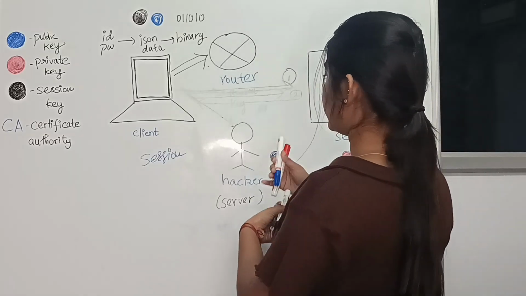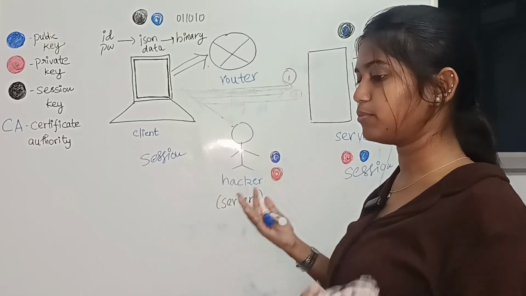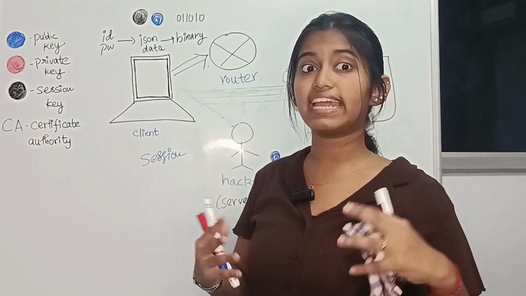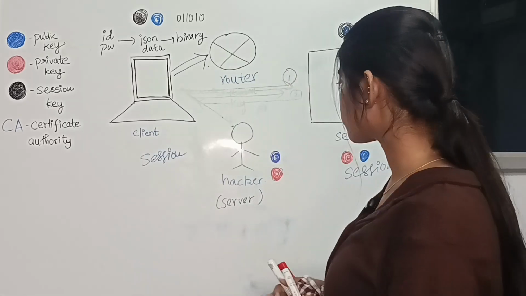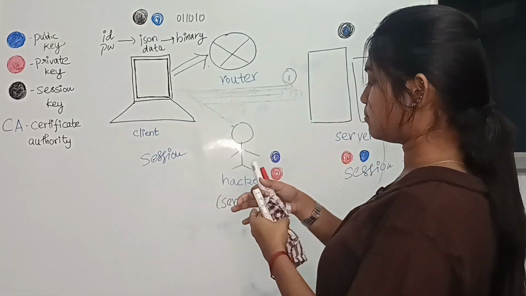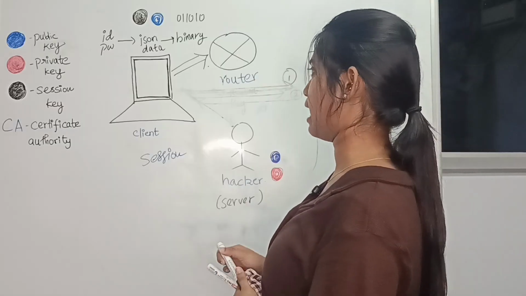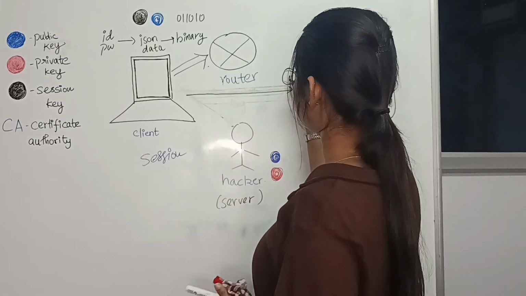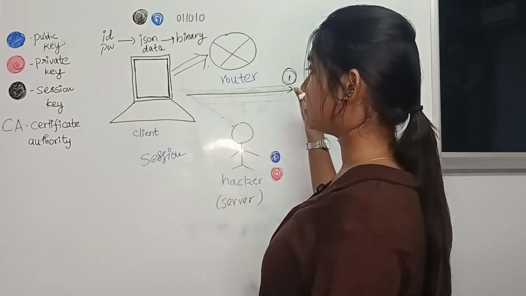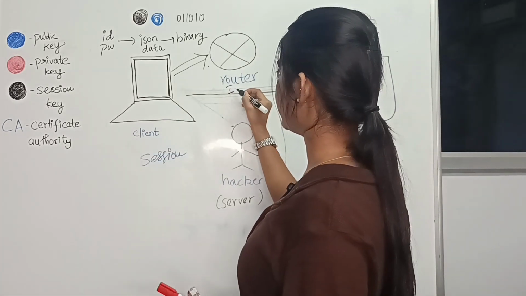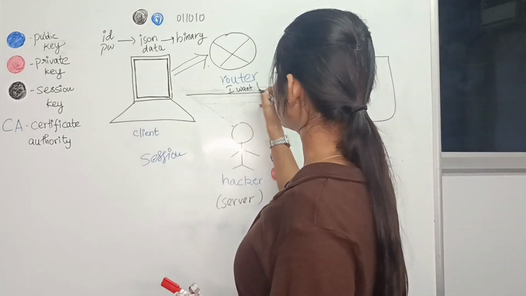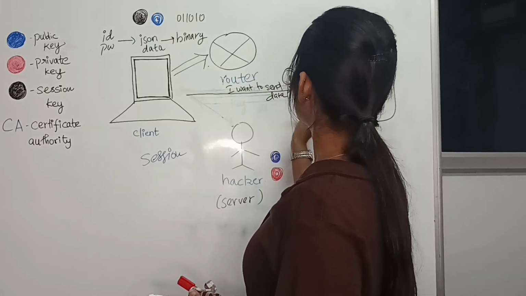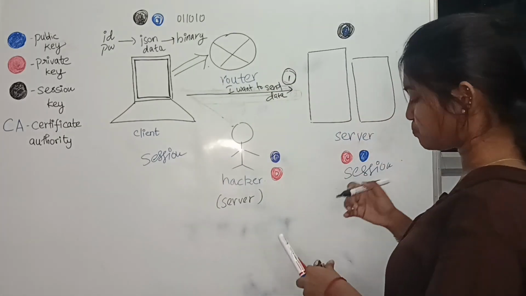So when there is a need to have a communication between the client and the server, when there is a need to send data between the client and the server, this usually happens. First step, the client tells the server that I want to send data.